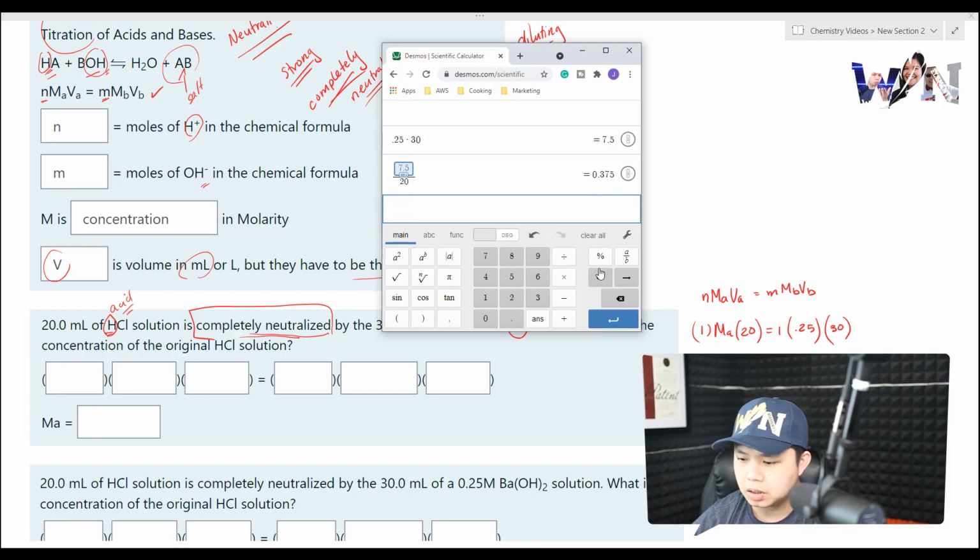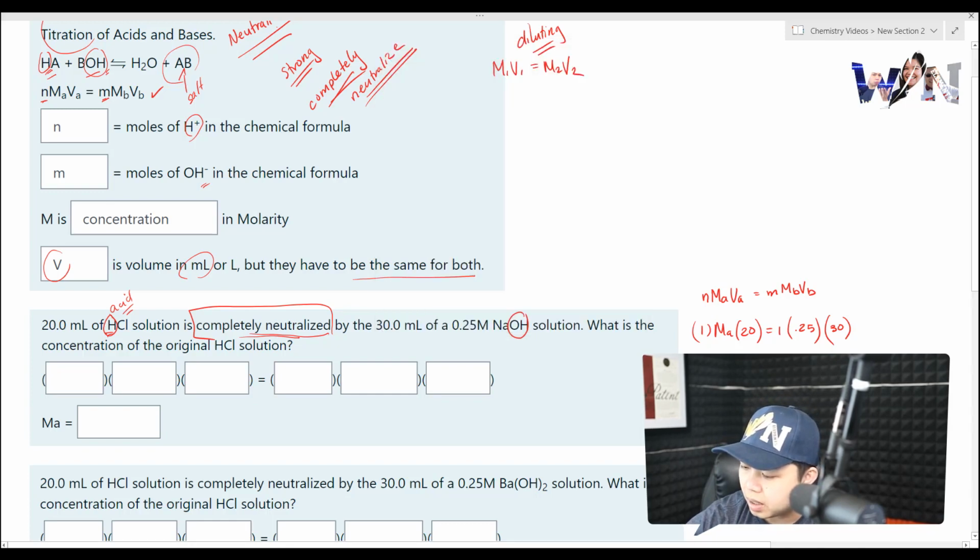So our answer is 0.375. So in this case, Ma is equal to 0.375 molarity, and that is for HCl. That is all we have to do. We don't have to write our balanced chemical equation. It bypasses all of those, okay?